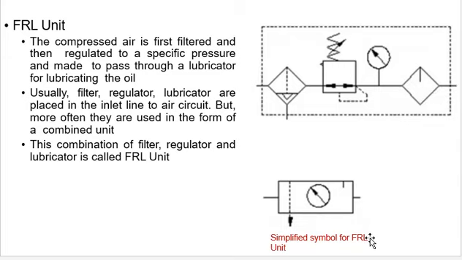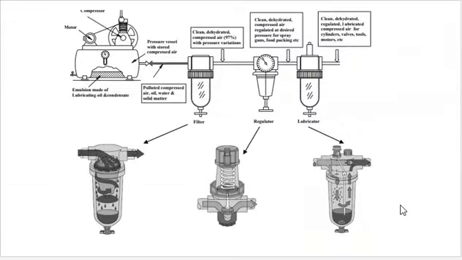So the simplified ISO symbol for the FRL unit is this. This is the filter, this is the regulator, and this is the lubricator. This is the inlet of the air, this is the outlet of the air. So this unit is called the FRL unit. This is a very important component of the pneumatic system. It is called the secondary air treatment. After the compression of air, it will act as a secondary air treatment of the compressed air.